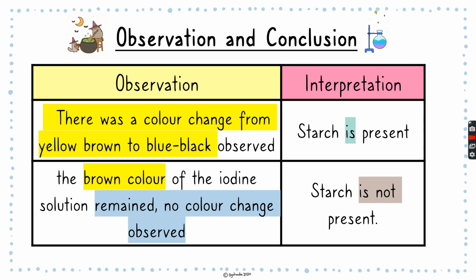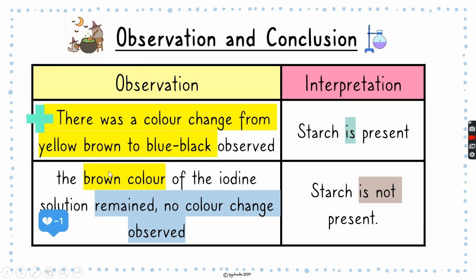So when you're writing this down at your practical exams, make sure to say what color it started off with and what color it ended with. So the positive test right here is that there will be a color change from yellow-brown to blue-black observed, and the interpretation or the conclusion here is that starch is actually present. But that's not an observation, yeah? This is what we can conclude from the observation. Observations are usually to do with what color can you see, or what precipitate can you see.